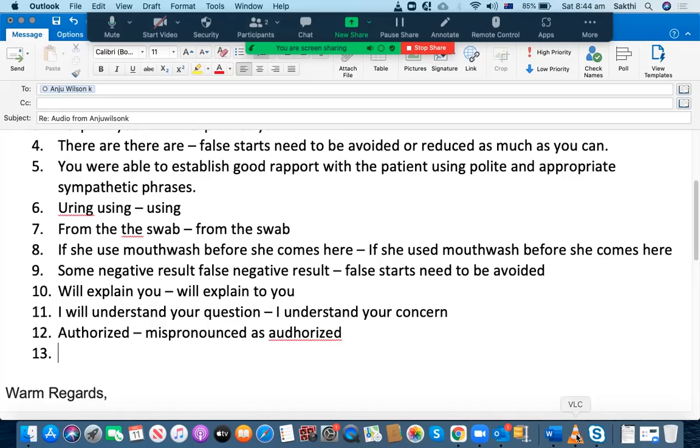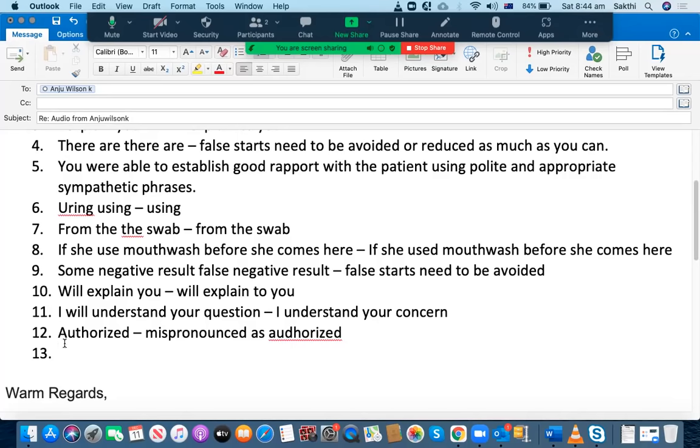Sir, in my previous role play, there was a problem with this, 'completely complications'. That's correct, yeah, complications, completely, important. You need to pronounce them properly. Authorized. These are some of the words that need more stress. You can't say it simply, you have to say the 'th'. I'm not the authorized person. Otherwise it will completely go off. This is how you need to say it.